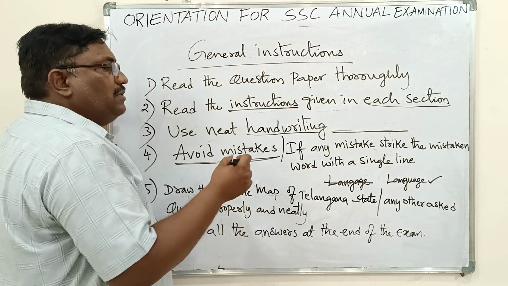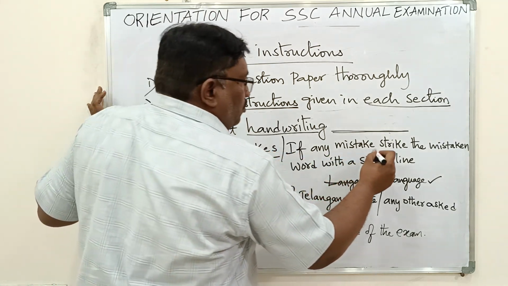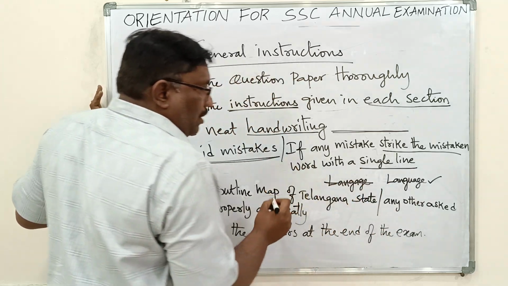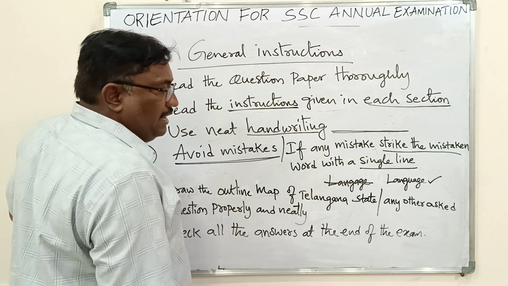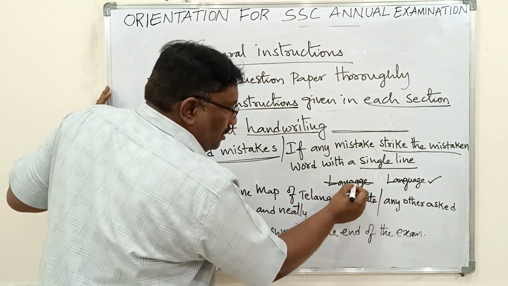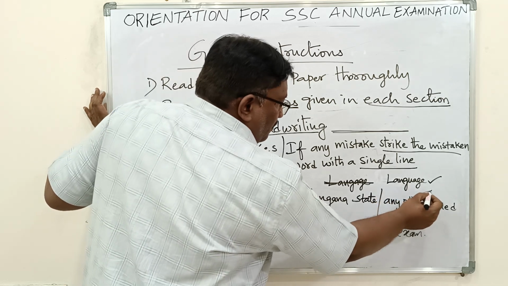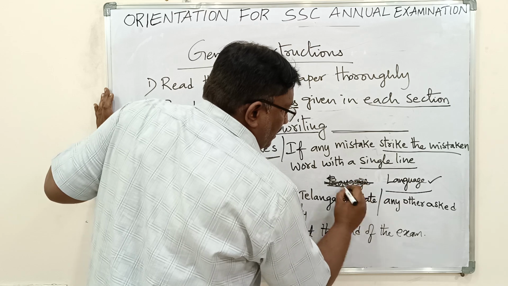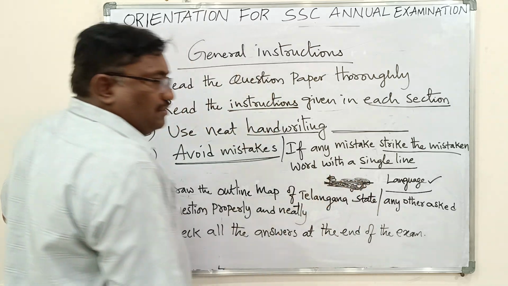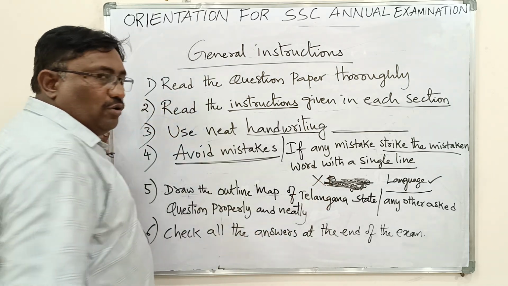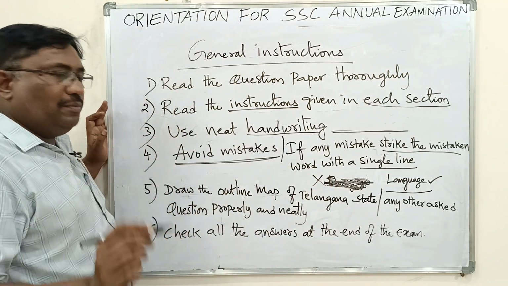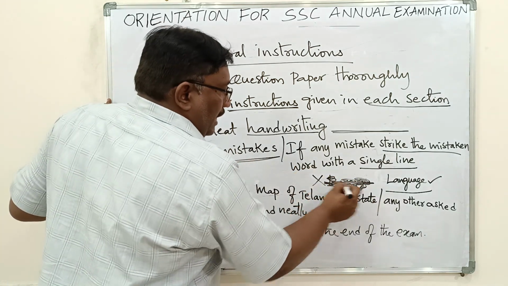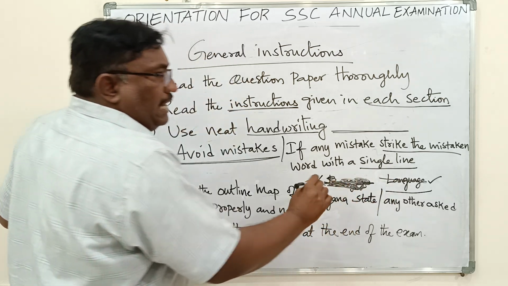Try to avoid mistakes. If any mistakes happen, what you have to do is strike the mistaken word with a single line. For example, here I was going to write language and I wrote a mistake. Then I simply struck it off with a single line and wrote the perfect word next. Some students highlight the mistake by doing mischievous things. This is not advisable. Don't highlight your mistakes. Don't commit mistakes in the first place. But if you commit any mistake, draw a single line like this. Strike it off with a line, but don't highlight the mistakes.